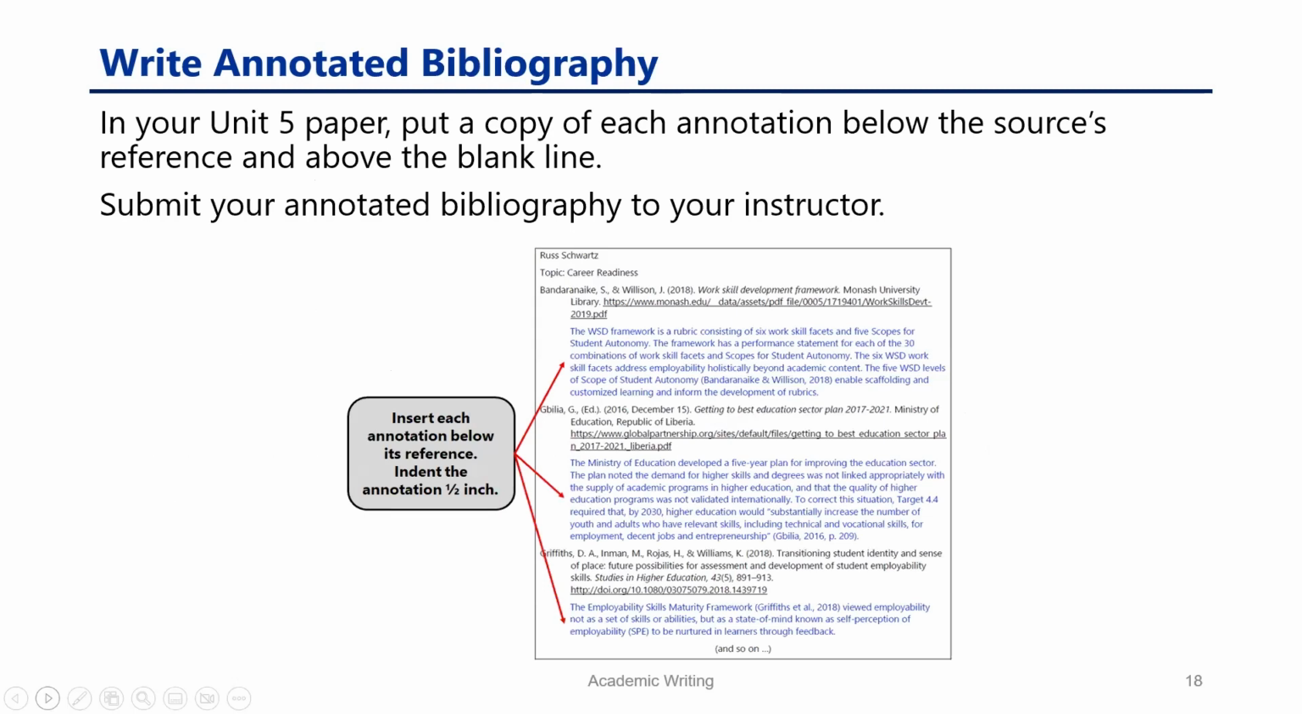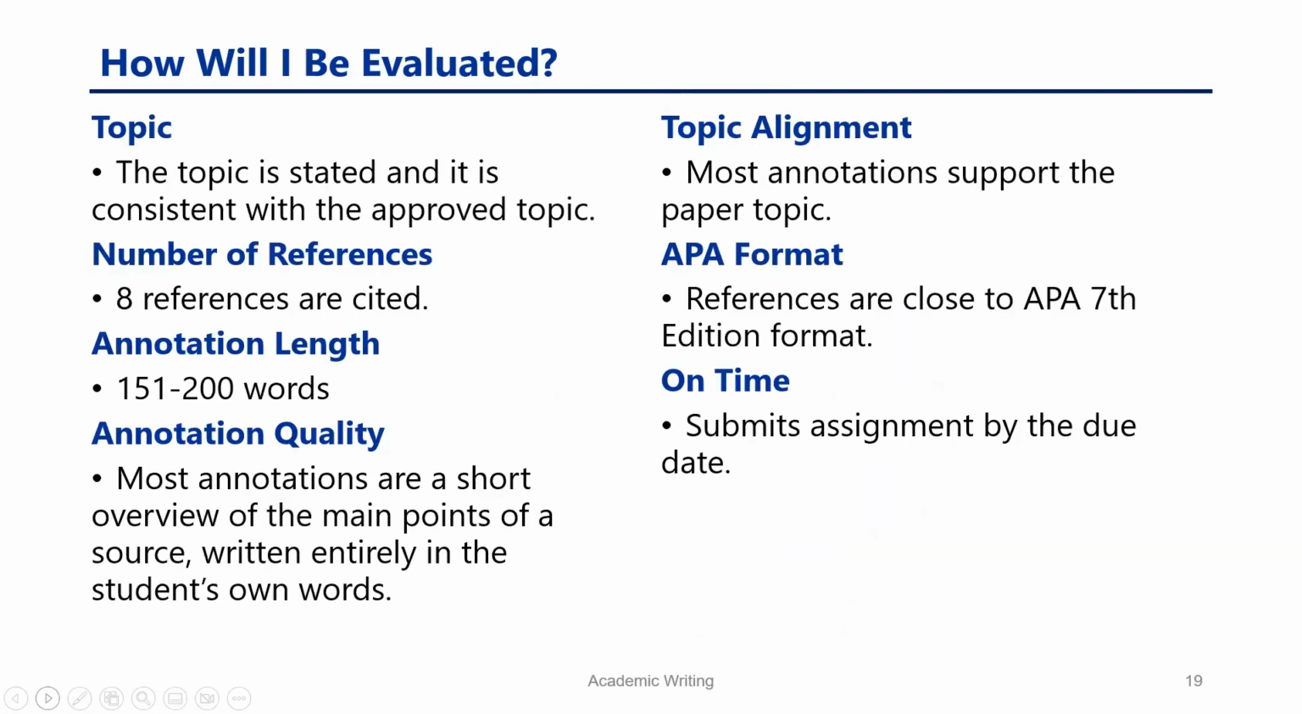Then, in your Unit 5 paper, put a copy of each annotation below the source's reference and above the blank line. Here's an example. You won't put your annotation in blue. We just marked it in blue to make it stand out in this example. When you've done this, submit your annotated bibliography to your instructor.